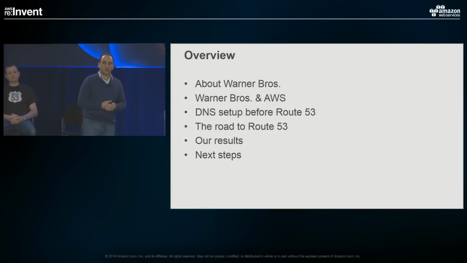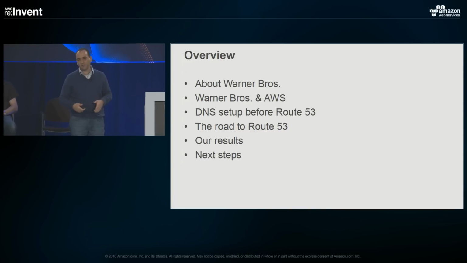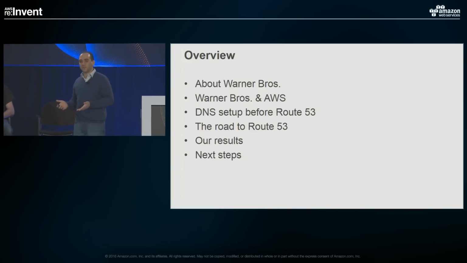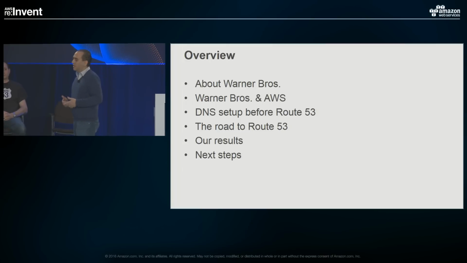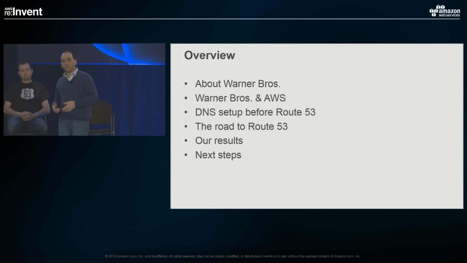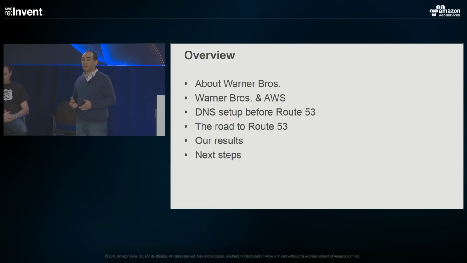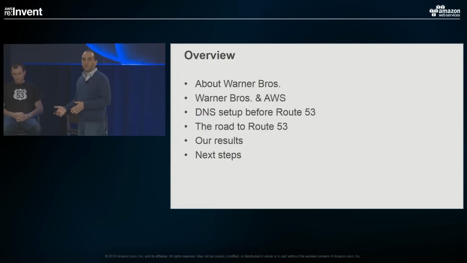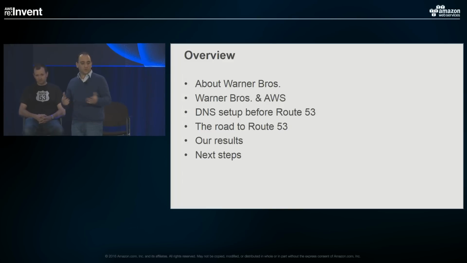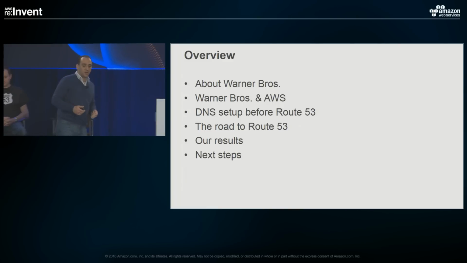So before I get into our migration tale, our story of how we moved all of our public DNS traffic to Route 53, I'd like to set some context first. So I'll talk a little bit about Warner Brothers, who we are, valuable context, how we use AWS and how we've used it over the years, what our DNS setup looked like prior to moving to Route 53, the road we took to Route 53, no pun intended, our results, and what's next for us.